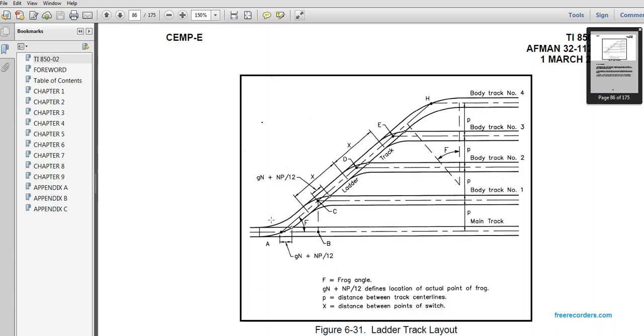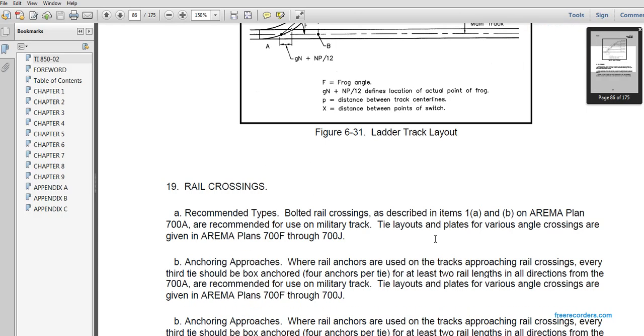Here's a ladder track. It shows the frog angle, the G number, and the N plus 12 defines the location of the actual point of the frog. The P is the distance between the track center lines, and the X is between the switches by track number 1, 2, 3, and 4. X is the distance between the switches. Your angle F, the point of the.